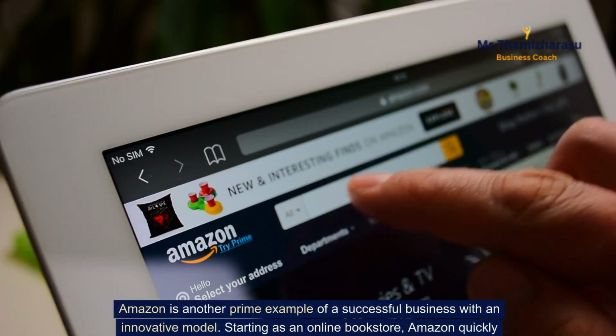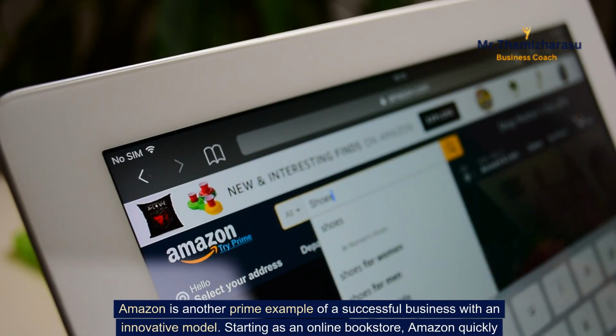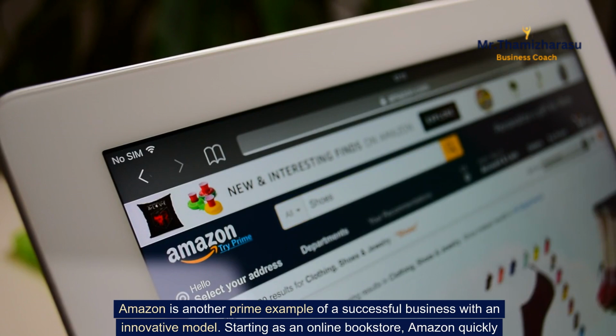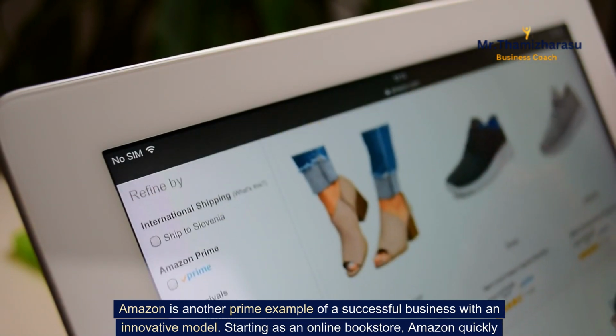Amazon is another prime example of a successful business with an innovative model. Starting as an online bookstore, Amazon quickly expanded its inventory to become the world's largest e-commerce platform.